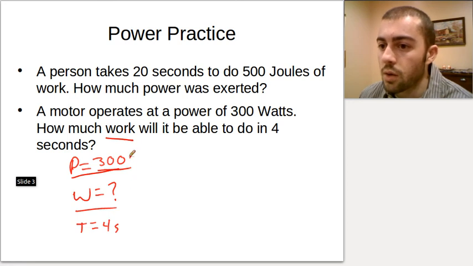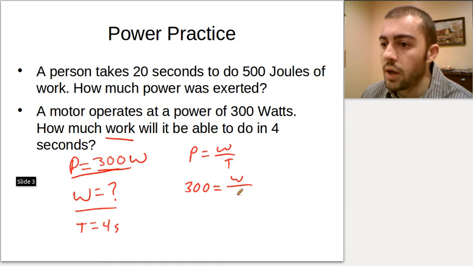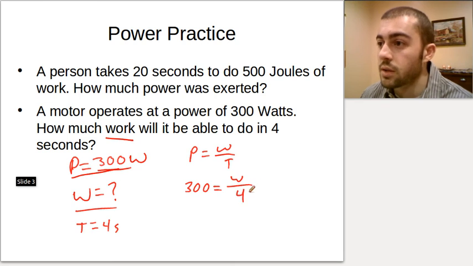All right, so to find work here, we're going to use the power formula. So we have power equals work over time. Power is 300 watts in this case. The work is our unknown, so it'll stay as a variable. And our time here is 4 seconds. All right, so we could do two things here. We could use the triangle.